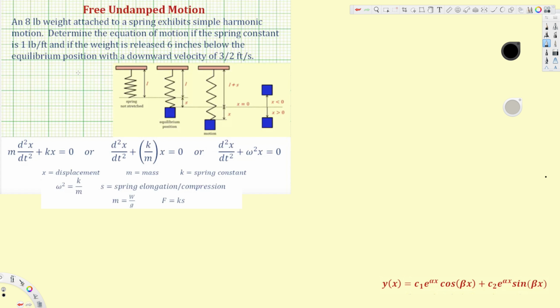What's going on, guys? In this video we are going to see an example of free undamped motion with the initial value problem, and in this particular problem we are asked to find the equation of the motion. Now let's look at the given information. Here we have the weight provided.